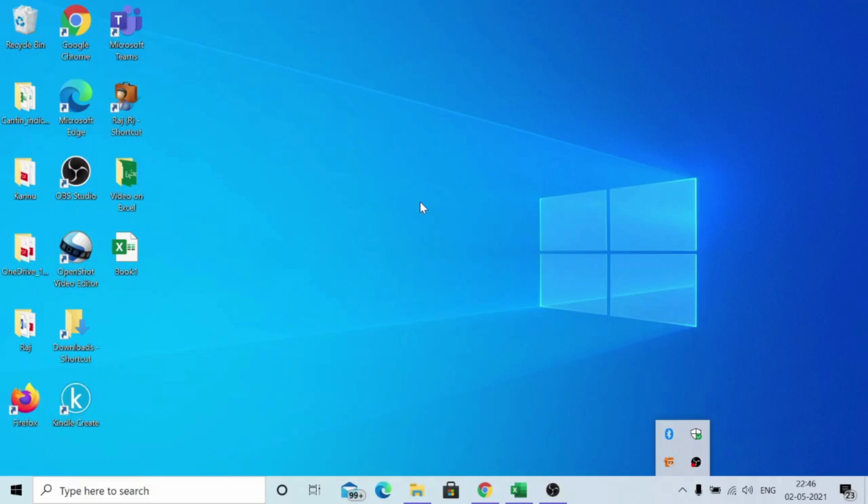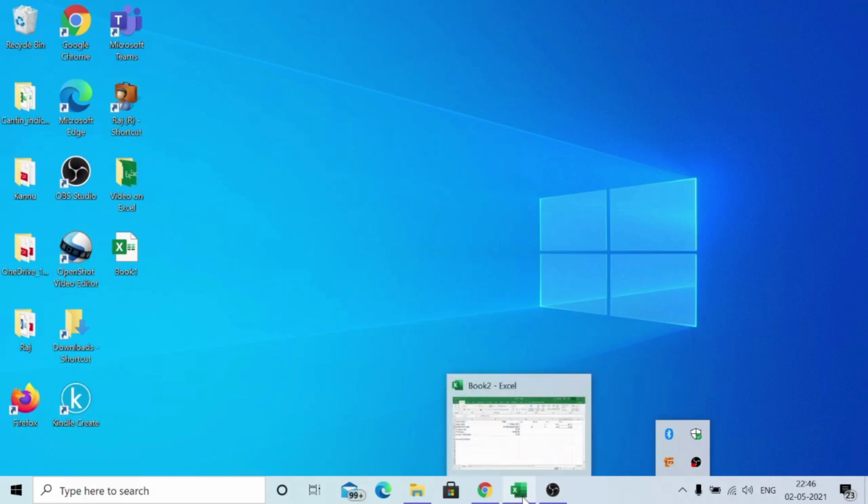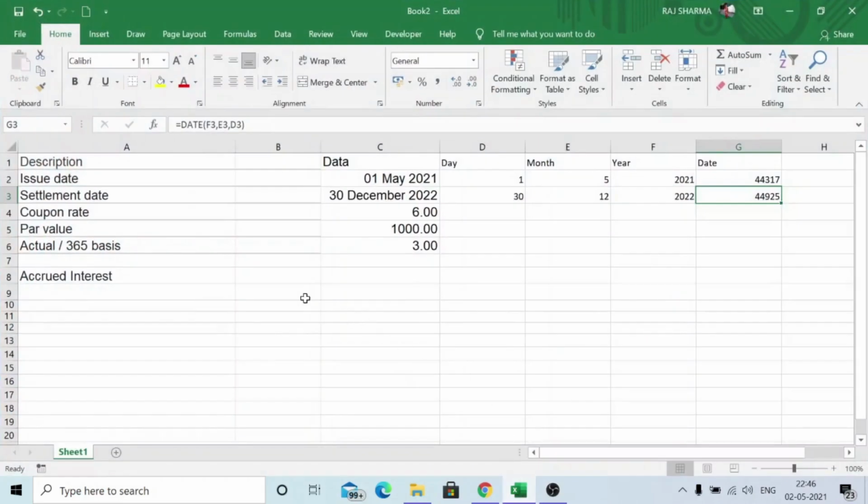Hello friends. In today's video, we are going to calculate accrued interest of bonds which pay interest only on the maturity. So these are the bonds which don't pay interest during the tenure of the bond. So there will be no coupon. So let's work it out.